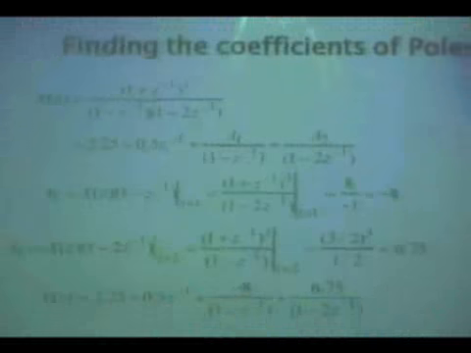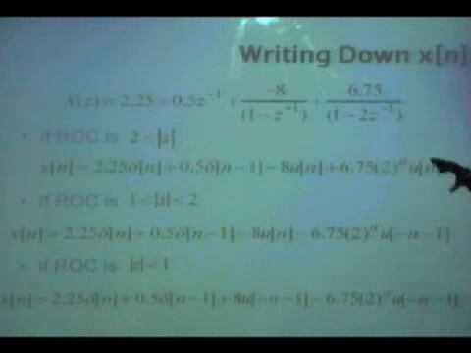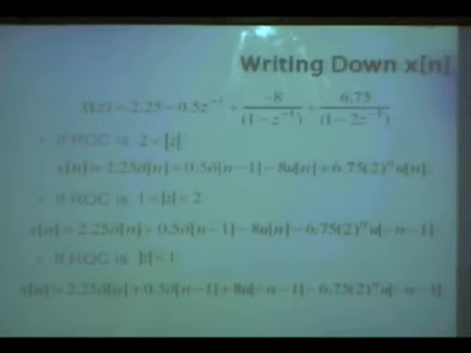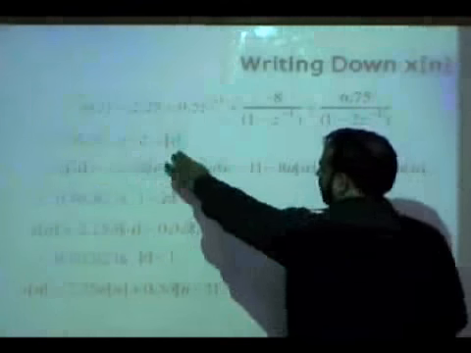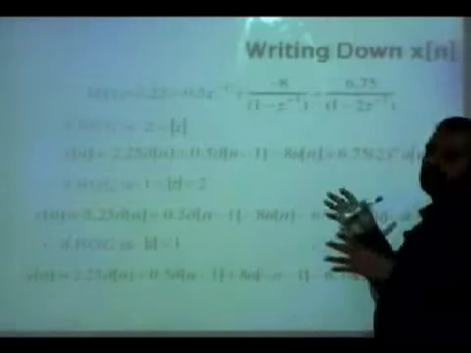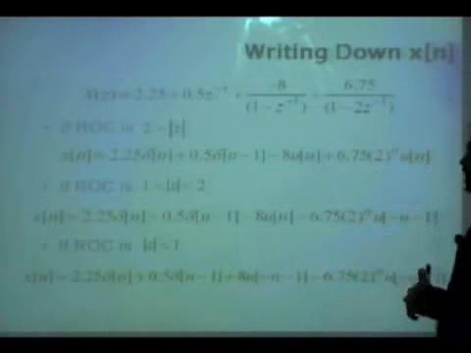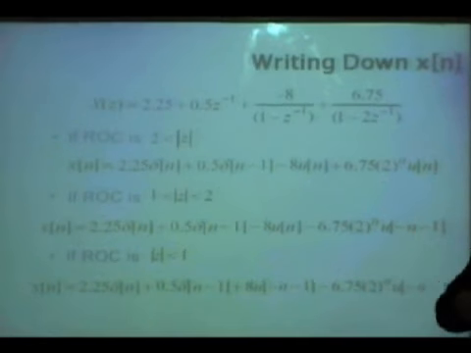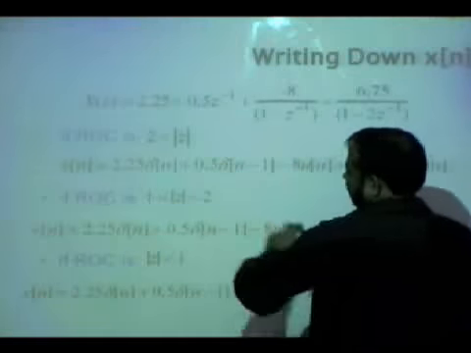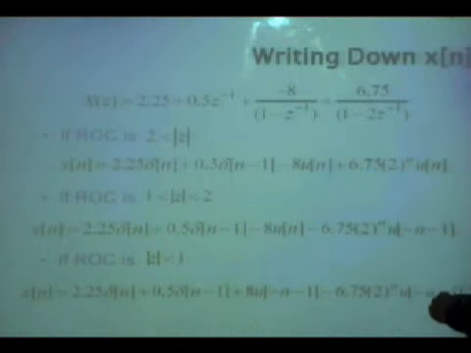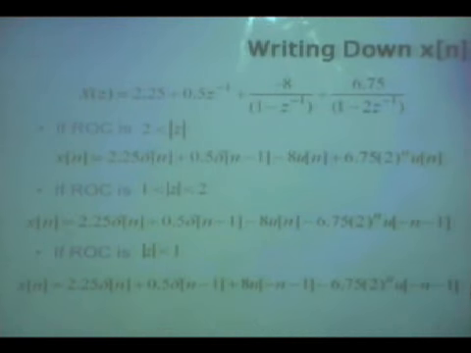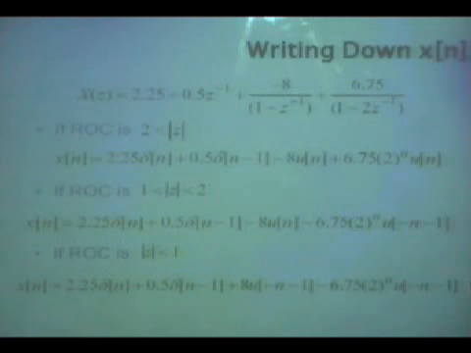But for the inverse Z transform, there are several options. We know 3 options. One is Z greater than 2, outside the outermost pole. The other one is inside the innermost pole, and the other is in between the 2. So these are the options for this particular system. So this we know is not a stable system.